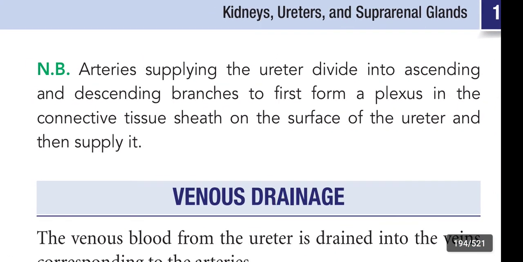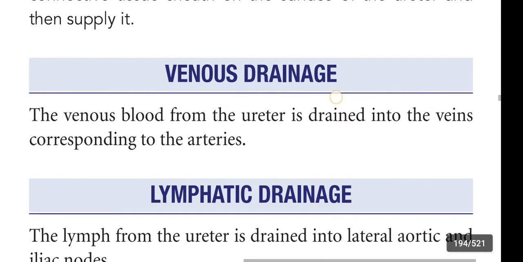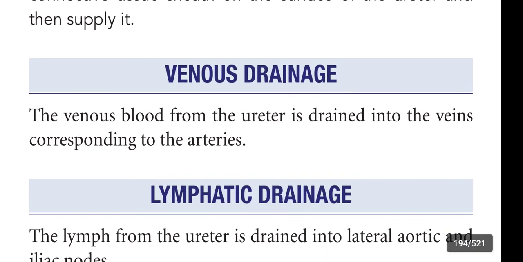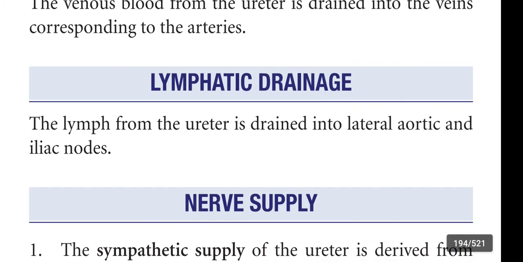Arteries supplying the ureter divide into ascending and descending branches to first form a plexus in the connective tissue sheath on the surface of the ureter and then supply it. Next, venous drainage. The venous blood from the ureter drains into veins corresponding to the arteries. Next, lymphatic drainage. The lymph from the ureter drains into lateral aortic and iliac nodes.